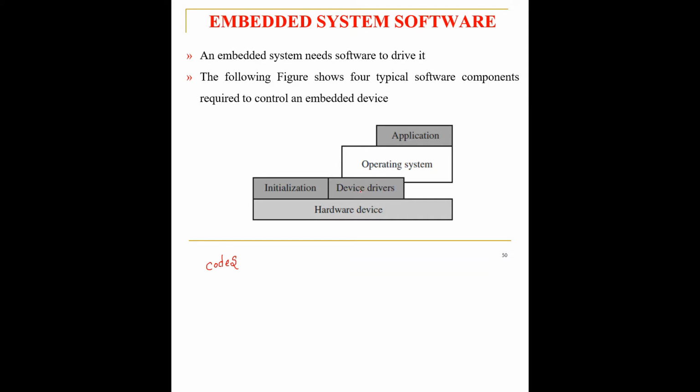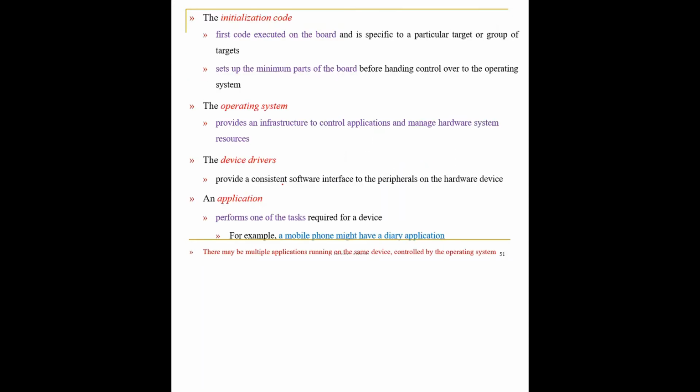What we'll do right now is check these software components one by one. What are they basically doing, where are they residing, and when are they coming into picture? The very first one is the initialization code. The initialization code is the very first code executed on the board or on the system and is specific to a particular target or group of targets.